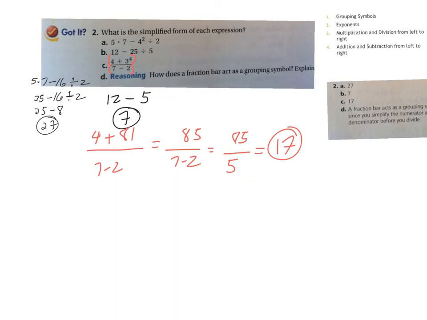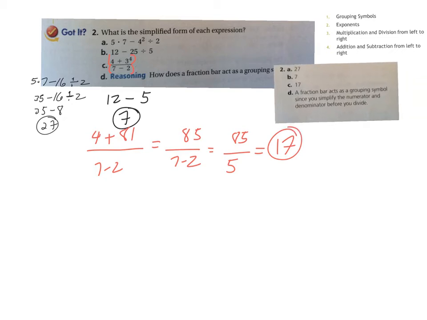Now the last thing here, D, how does a fraction bar act as a grouping symbol, and explain? Well, I think we've kind of covered that within our discussion here, but a fraction bar acts as a grouping symbol since you simplify the numerator and the denominator before you divide. So that's really what we're doing. But again, it's a grouping symbol.